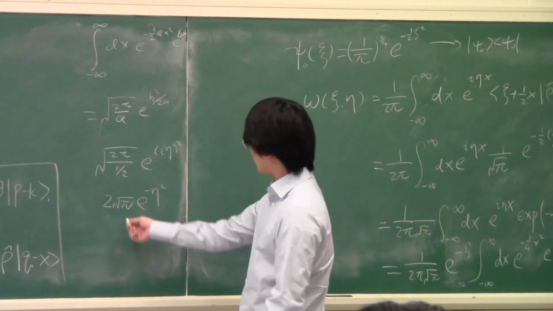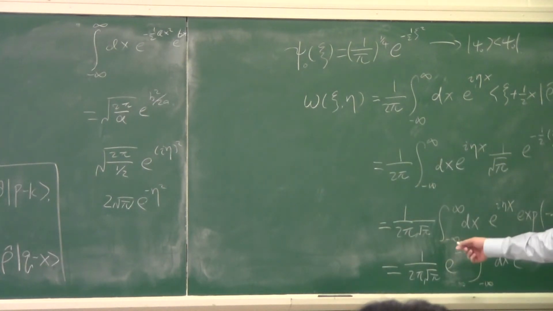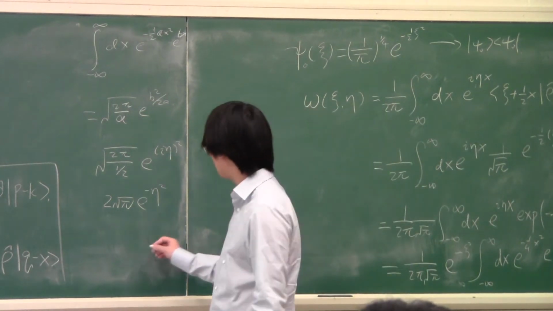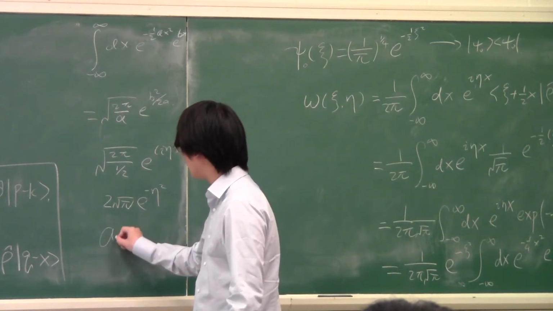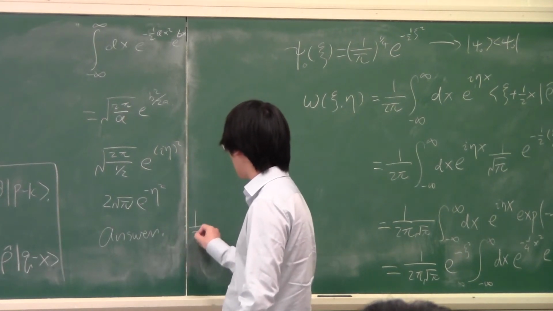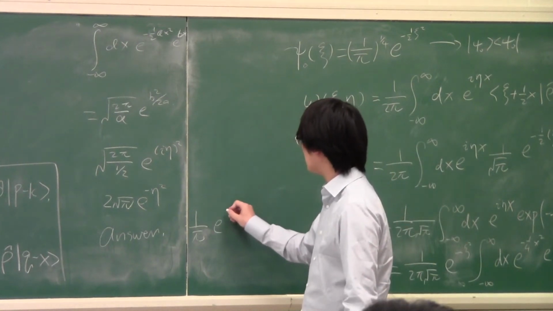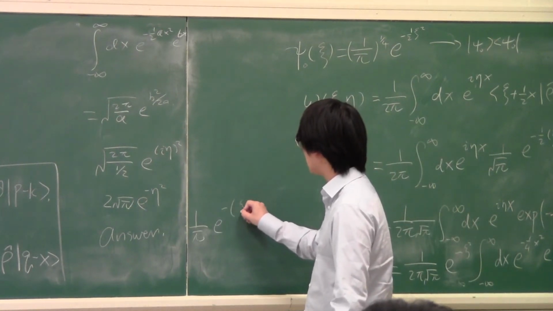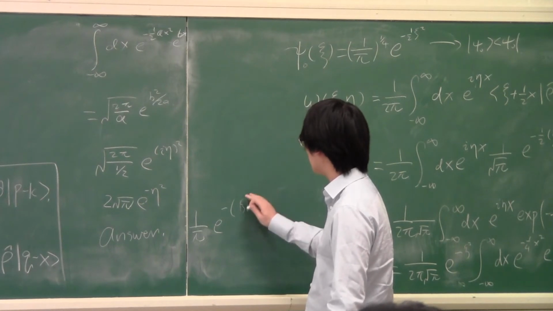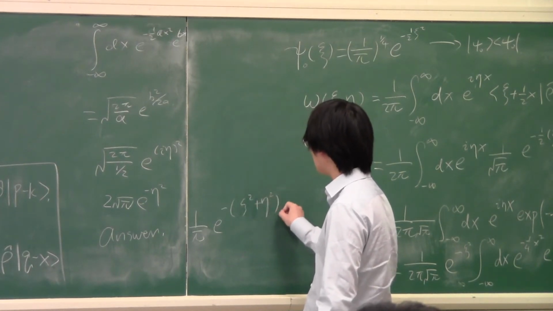Okay, so we have e to the minus eta squared, and then collecting these terms, you find that the square root of pi cancels. You basically get 1/pi. So finally, the answer is 1/pi. Okay, e to the minus c squared plus eta squared.